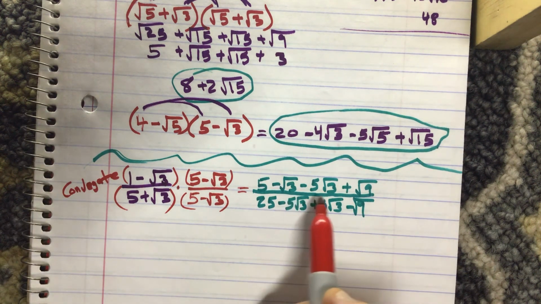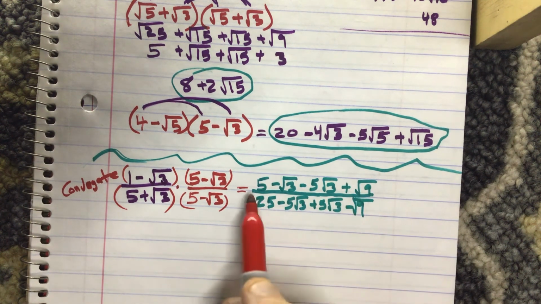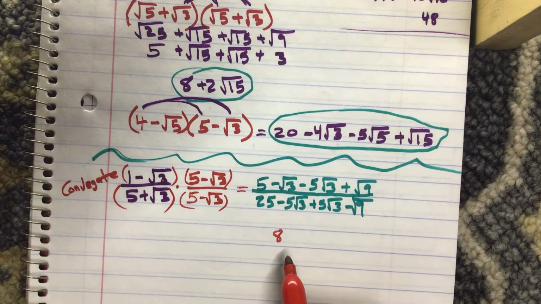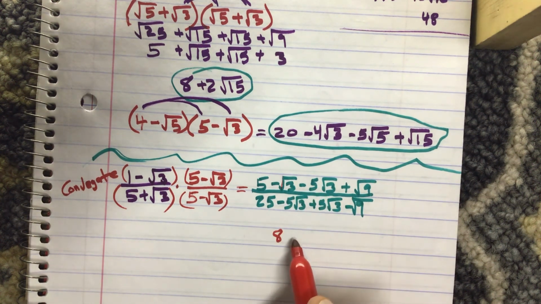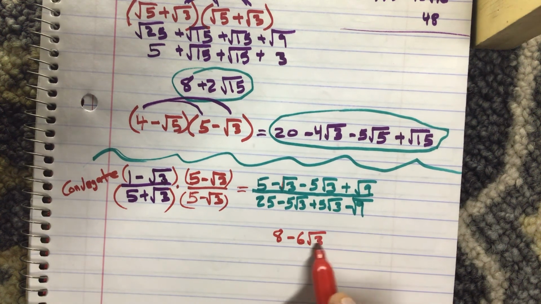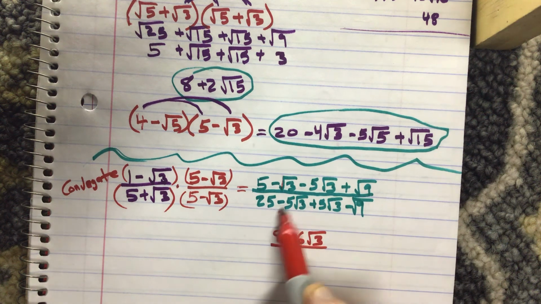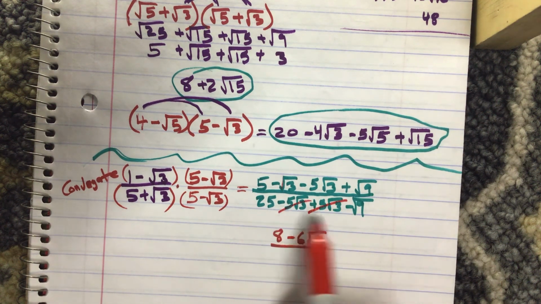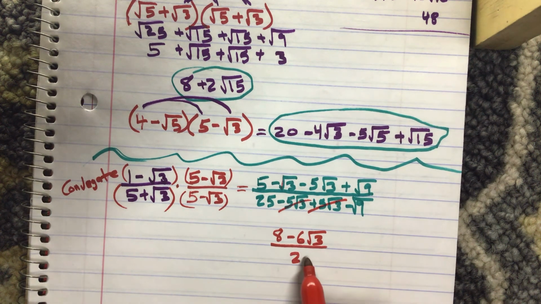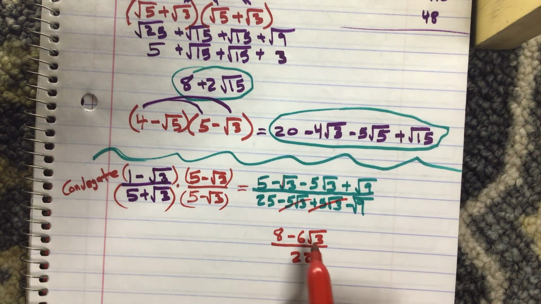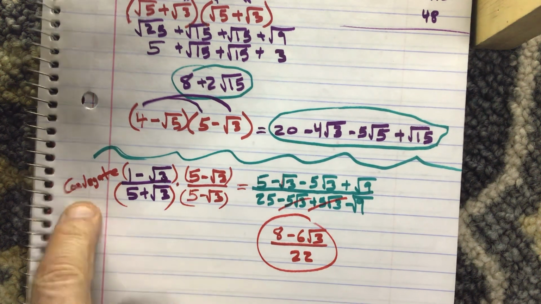So in the numerator, I've got a 5 here and a 3 here, because square root of 9 is 3, so 5 and 3 is 8. And then I've got a negative 1 radical 3 and a negative 5 radical 3, so I have a negative 6 radical 3. And in the denominator, I have these two canceled out, and I just have 25 minus 3. Square root of 9 is 3, which is 22. 22, yeah. And that's my final answer. And that's rationalizing the denominator by multiplying by a conjugate.